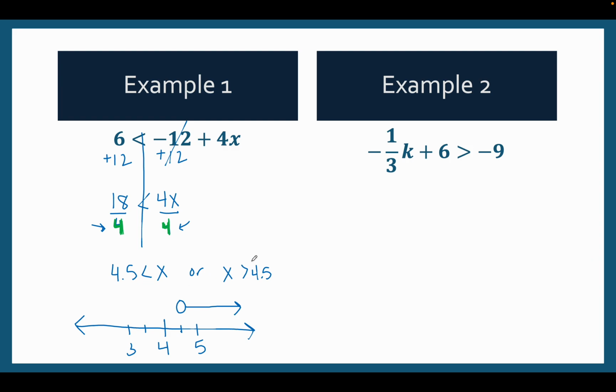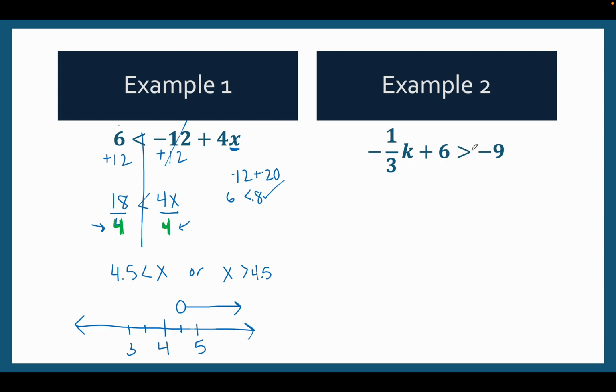Just to make sure we're correct, if you pick a number that's greater than 4.5, let's say like 5, and then you plug it into your original problem, you should get a number that's greater than 6. So negative 12 plus 4 times 5 is 8, and 8 is greater than 6, so that means our solutions are correct because numbers bigger than 4.5 will work.